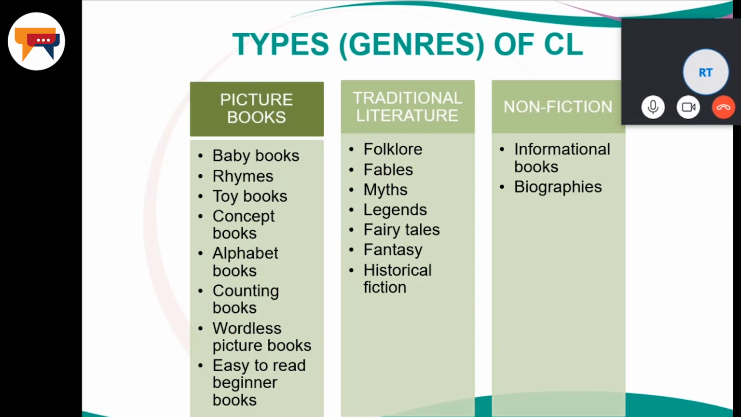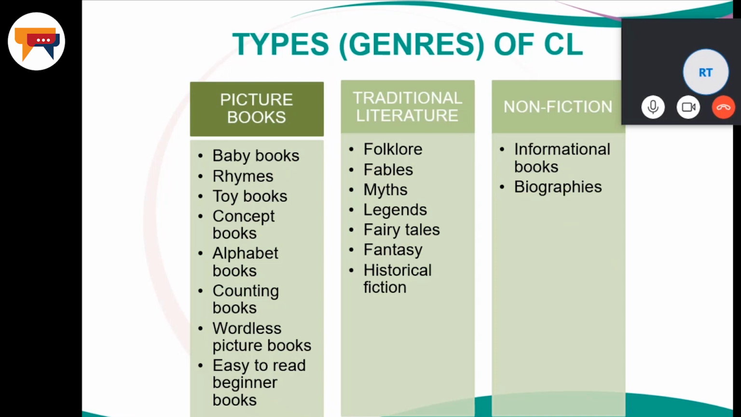Then rhymes, you're all familiar with books with rhymes. And in Learning Unit 3, we'll discuss the importance of rhymes. Toy books are typically those books that have flaps, where if you lift the flap, there's something hiding under the flap, or pop-ups, or a circle where you're required to press with your finger, and if you do so, it will make a sound. That's the toy books.